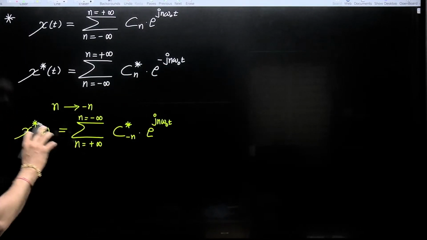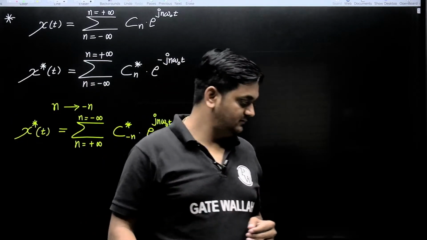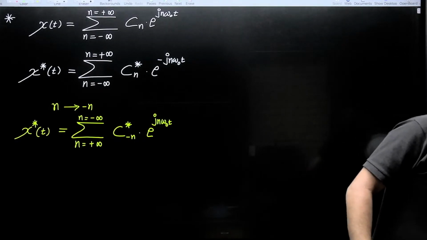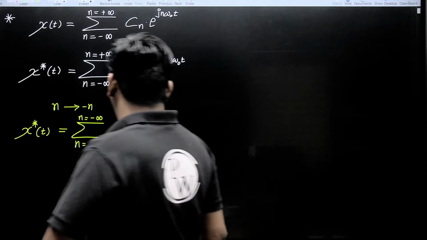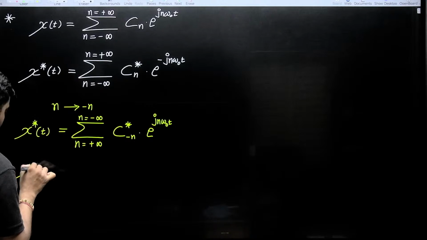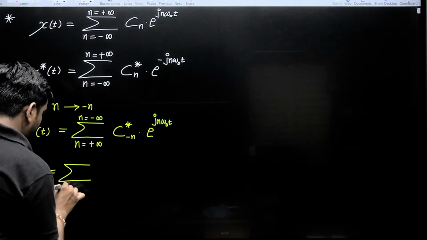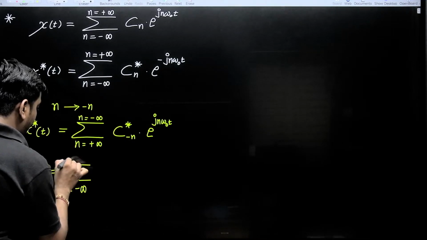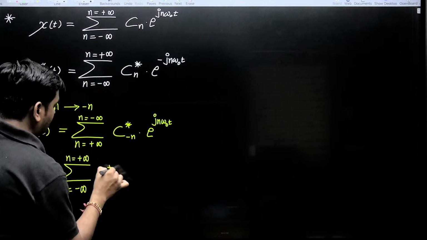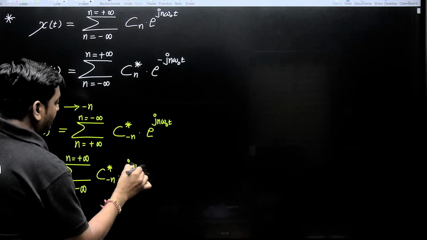Now see, if you do the summation from 1 to 5 or 5 to 1, both are the same. There is no change in the answer. Here you can interchange the limit of this summation. So x conjugate of t is equal to the summation, n from minus infinity to plus infinity, of C minus n conjugate e to the power j n omega 0 t.